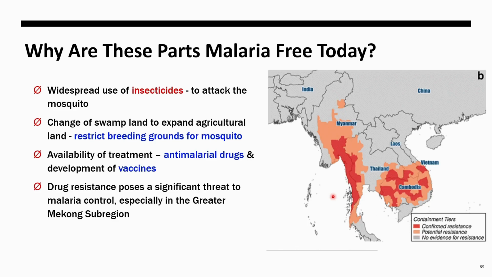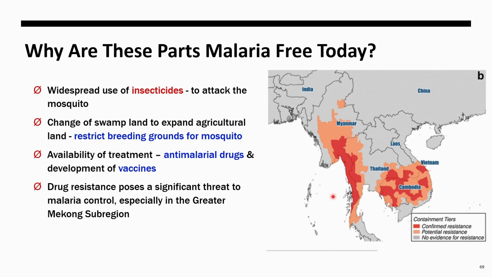It's because of the widespread use of insecticides to attack the mosquitoes. And mosquitoes usually breed in swamps. So if we change the swamp lands into agricultural lands or industrial lands, they will restrict the breeding sites for these mosquitoes. And another major thing is the availability of treatment.